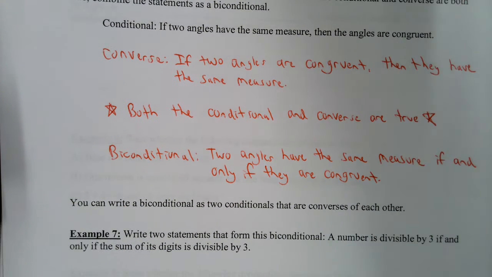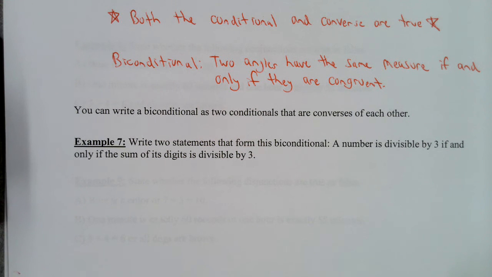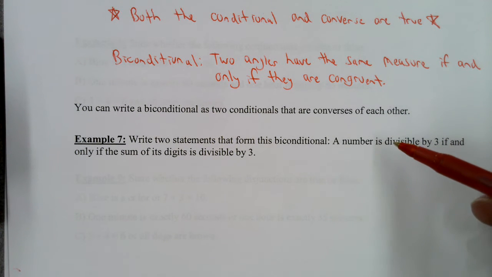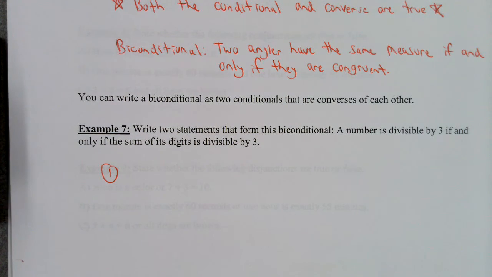Okay. Now we're going to do the opposite for example 7. You have 9 examples today. So example 7, you're given a biconditional, and you have to write 2 statements that form it. Okay, so here's the biconditional. A number is divisible by 3 if and only if the sum of its digits is divisible by 3. So you got to write 2 statements from that.